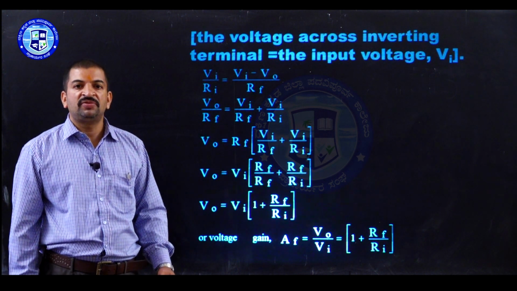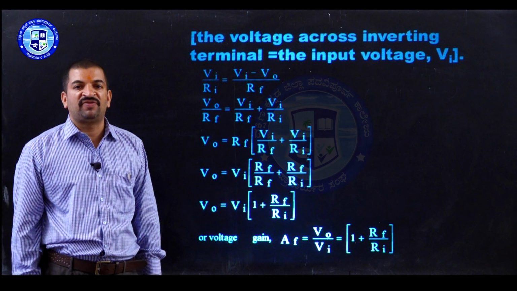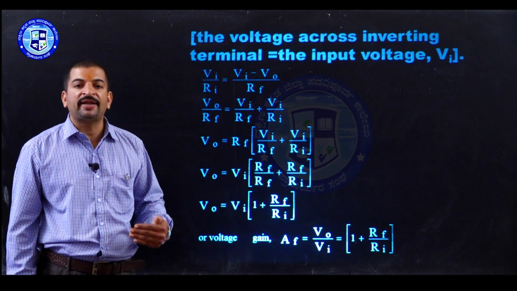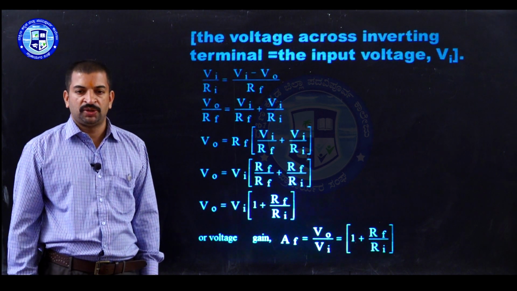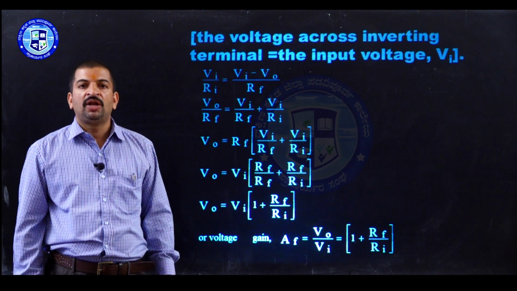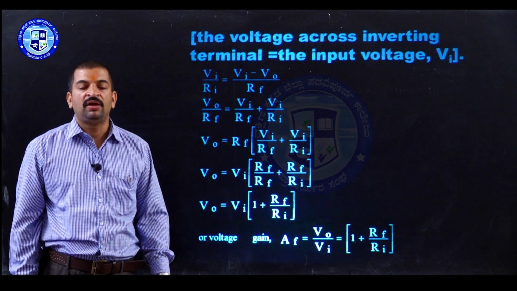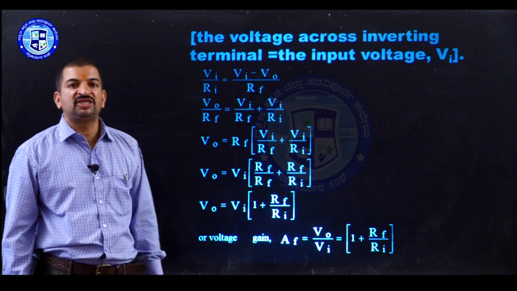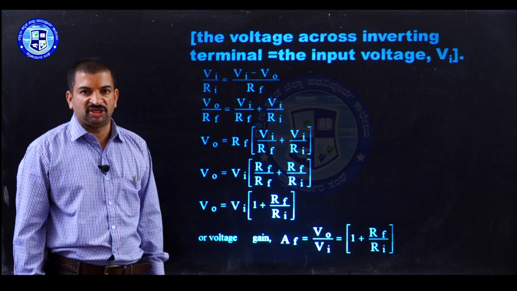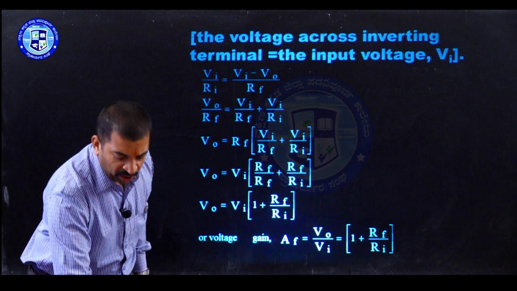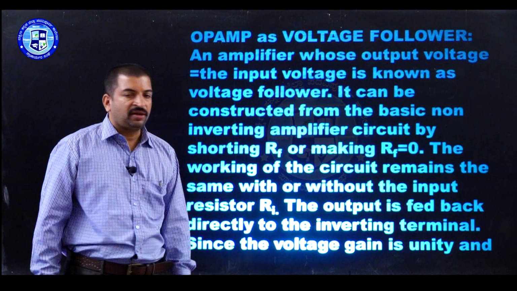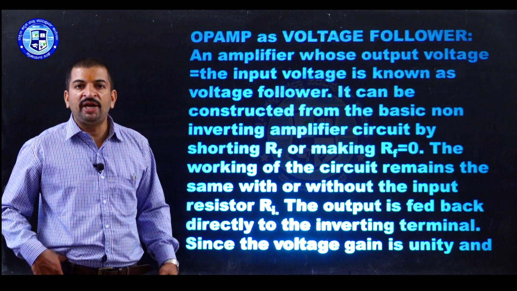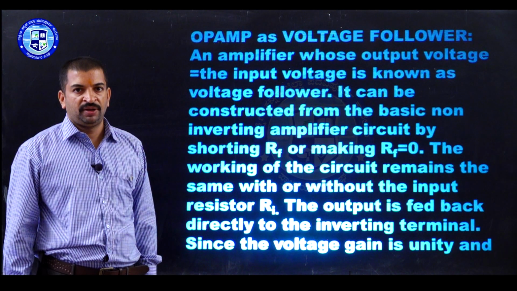So in the case of the op-amp non-inverting amplifier, the voltage gain is positive. This is because the output signal and the input signal are in phase. Hence the voltage gain of the non-inverting amplifier is given by the formula 1 plus RF divided by Ri, where RF is the feedback resistor and Ri is the input resistor. One of the applications of the non-inverting amplifier is the voltage follower, also called the unity gain follower.